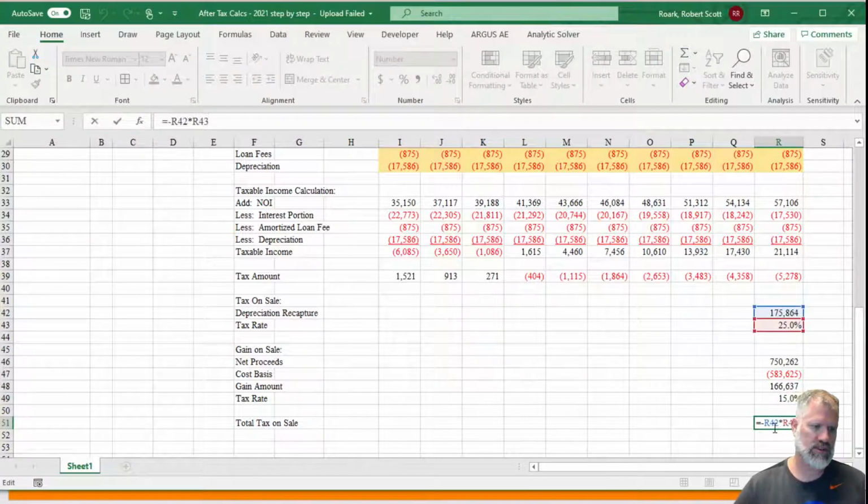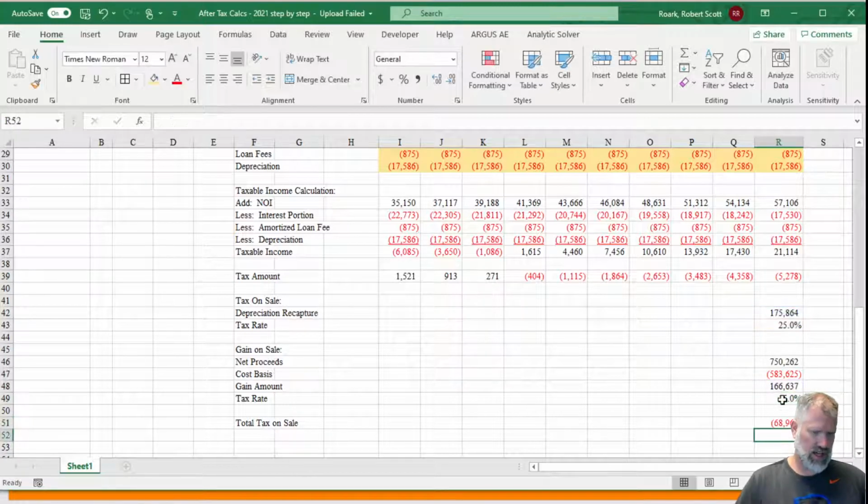Now let's finish off this thing and do another little calculation. I'm going to say negative of that, so the $166,000 gain times the tax rate. This keeps everything in a negative sense because I've got the taxes being a negative cash flow. And so my total tax on the sale is negative $68,961.